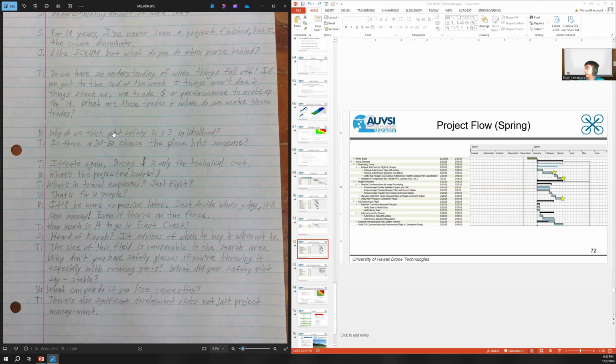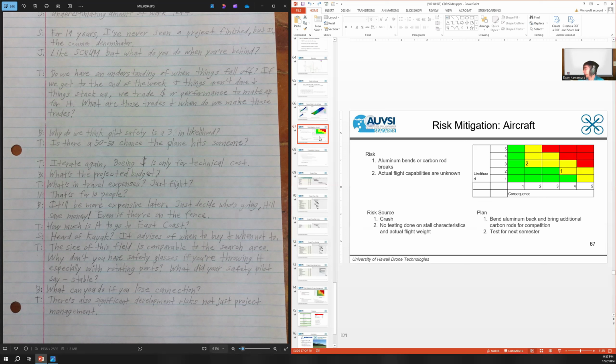Why do we think pilot safety is a three in likelihood? I forget. It's a good question. I don't remember why we said that here. Pilot safety is a three. Yeah, I don't know. We should have explained that better. Is there a 50-50 chance the plane actually hits someone? No, it shouldn't be. But the way that it's shown in the risk cube, it is 50-50 chance.